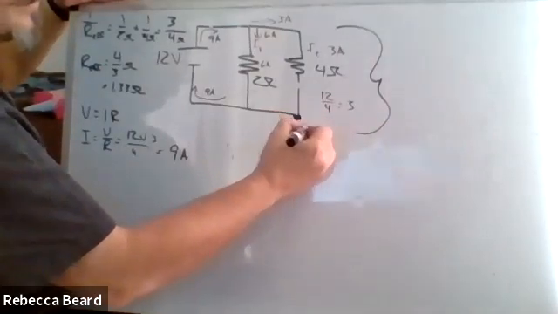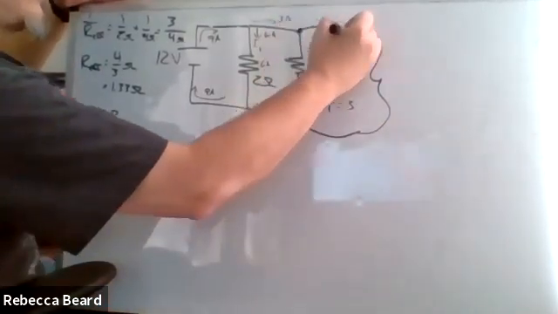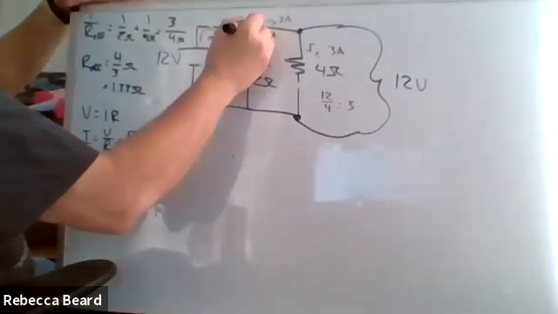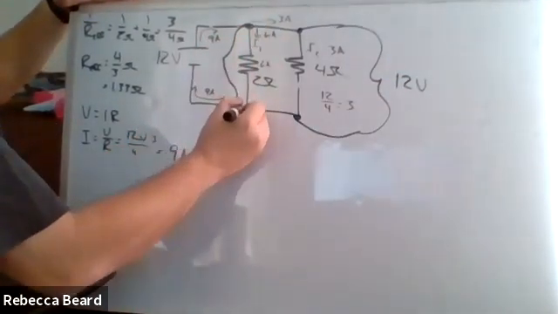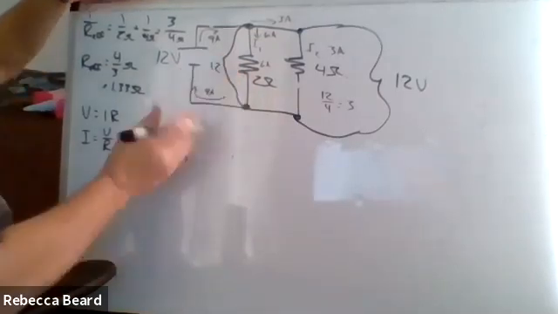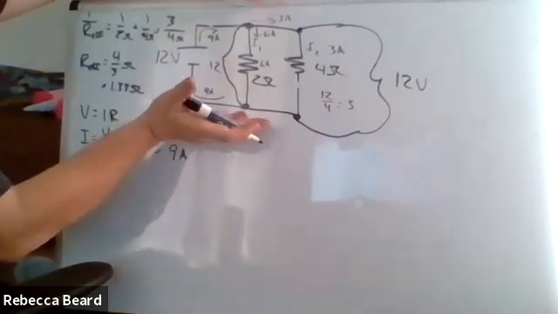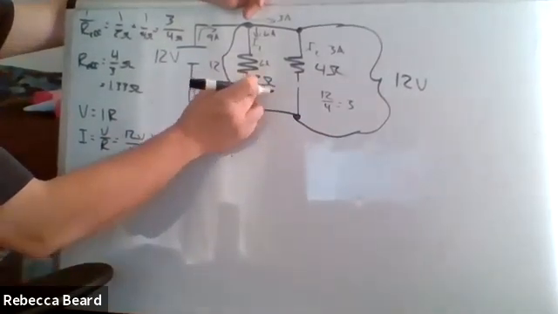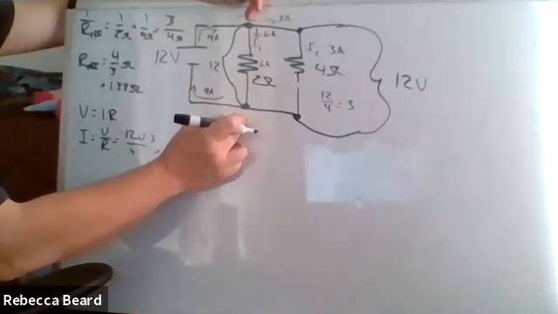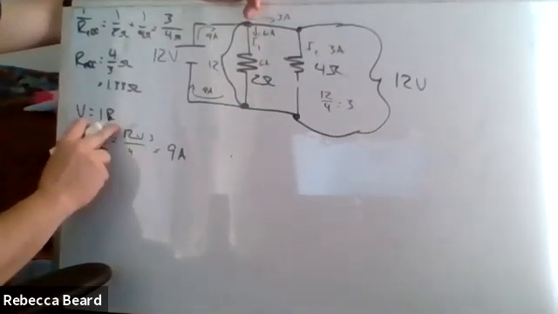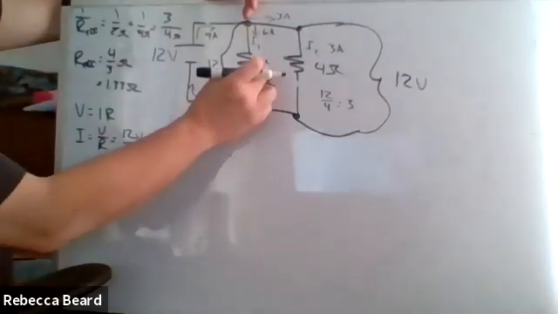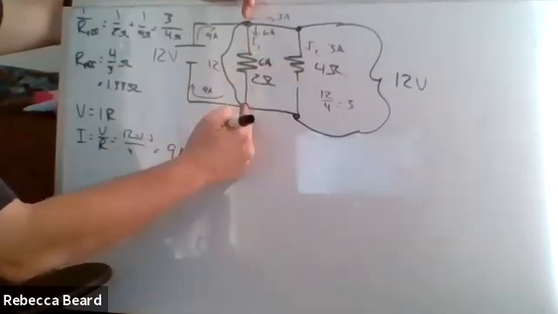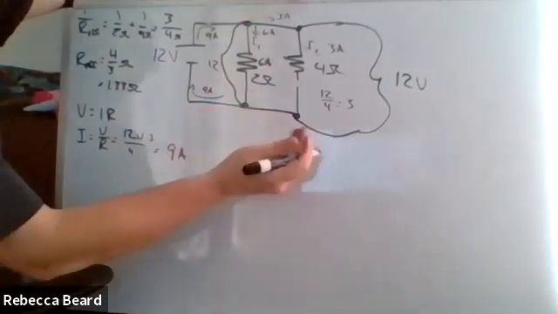From this point to this point, we're still going to have 12 volts of difference. From this point to this point, we're going to have 12 volts. So there's 12 volts from here to here, and 12 volts from here to here. So if we have 12 volts going across a 2 ohm resistor, we're going to have a current of 12 divided by 2, or 6 amps coming through this branch.